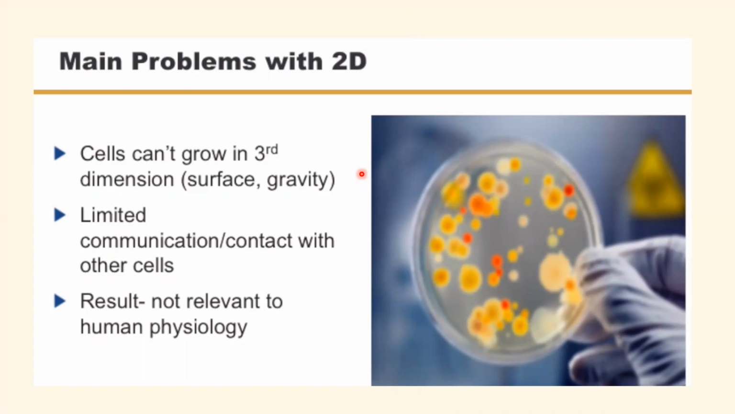So the main problems in 2D, as I discussed, are that the cells cannot grow in the third dimension because of the flat surface, as well as the gravity. The gravity pulls them. And when this happens, there's limited cell communication, and when there's limited cell communication, it does not really mimic the in vivo scenario. It's not relevant to human physiology, because in human physiology the cells are inside our body. They are in 3D.